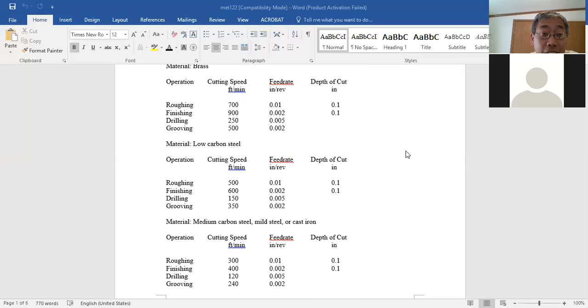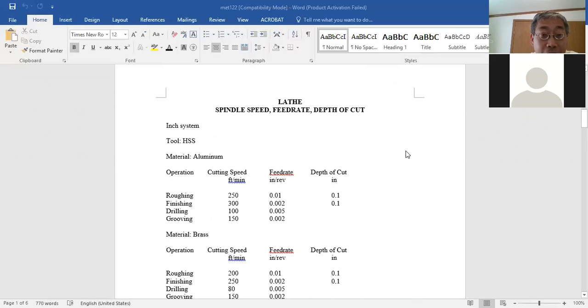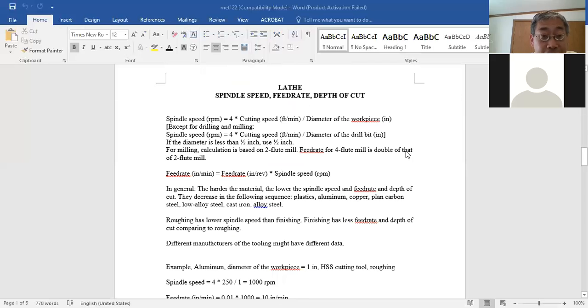Okay, so I'm going to fast forward to the end of the document. There is an example here. We need to find out the spindle speed. Let's say we have a 1 inch stock. There's a formula: spindle speed, which is RPM, is equal to 4 times cutting speed, in feet per minute, divided by the diameter of the workpiece, except for drilling and milling, where it is the diameter of the drill bit.